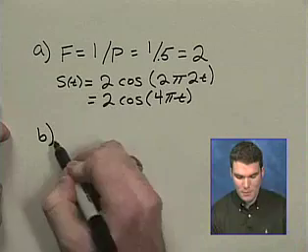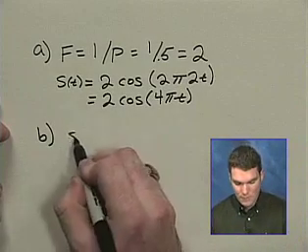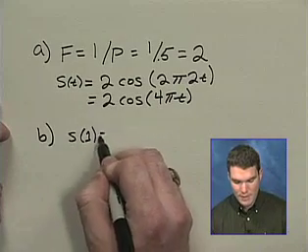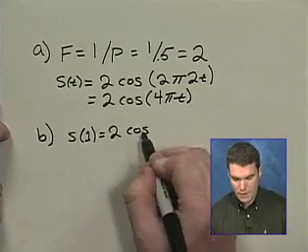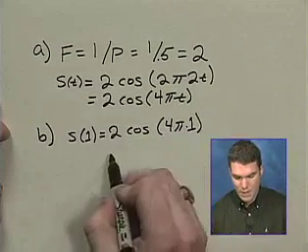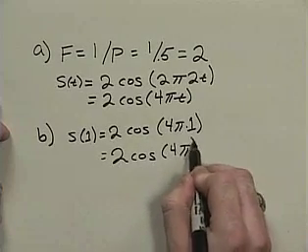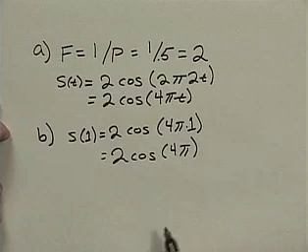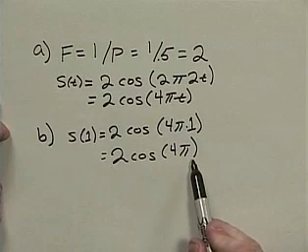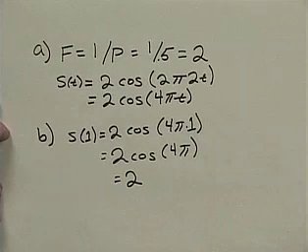So for B, we need to evaluate this when t is equal to 1. So s of 1 is equal to 2 cosine 4 pi times 1, and that's equal to 2 cosine 4 pi. Well, cosine of 4 pi is simply 1, so 2 times 1 is 2. And it's neither moving up or down at that point, because it's just hanging out there at the top.